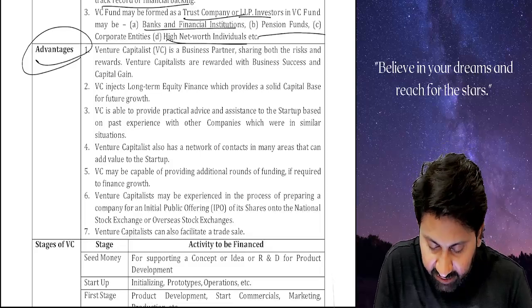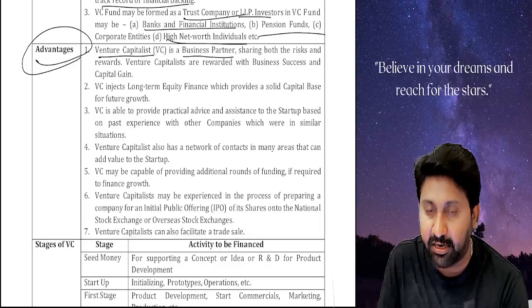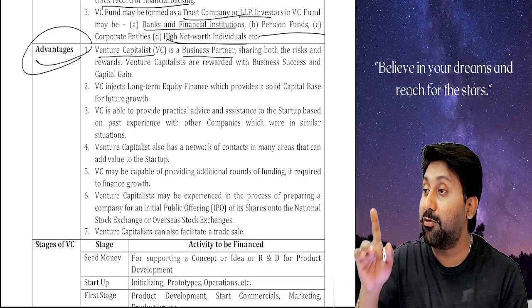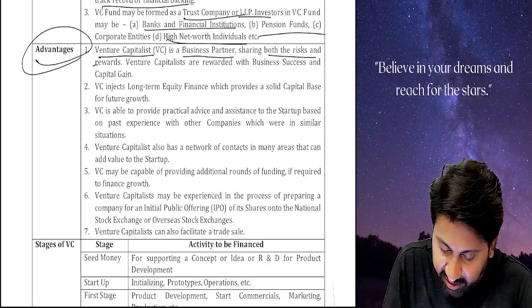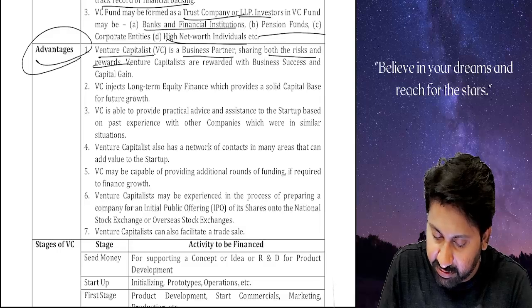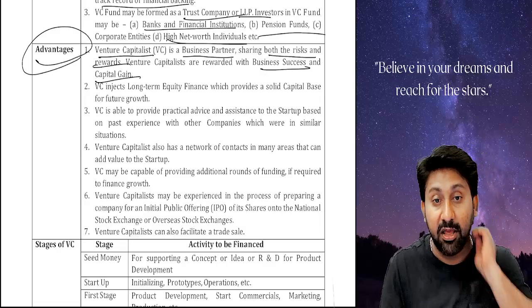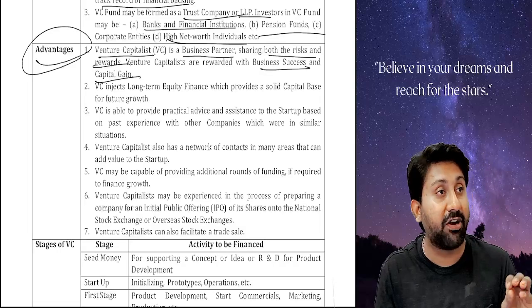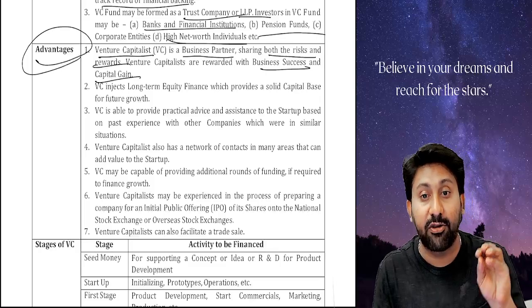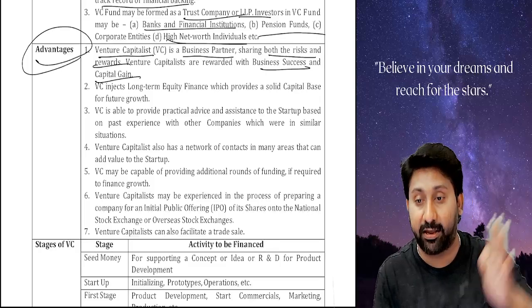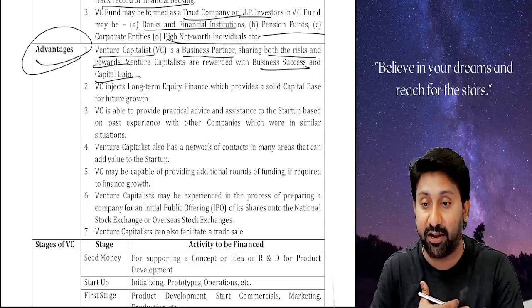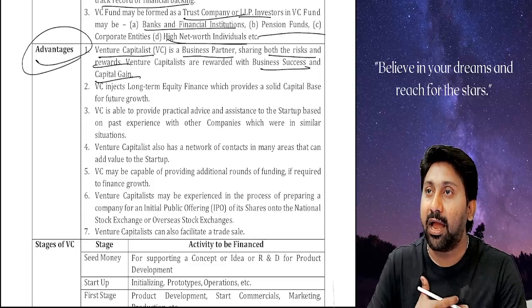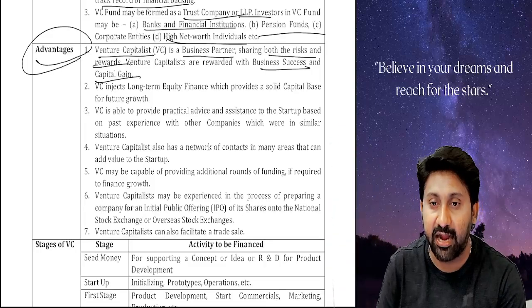First one, a venture capitalist is a business partner. Why a business partner? You are either a debt partner or an equity partner with me, sharing both the risk and rewards. Venture capitalists are rewarded with business success and capital gain. It means whenever the business makes a profit, I will get a share in that. Whenever you sell the shares to the public, you will also give them to me free of cost. I will sell the shares in the public and I will make a gain.